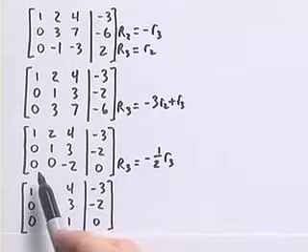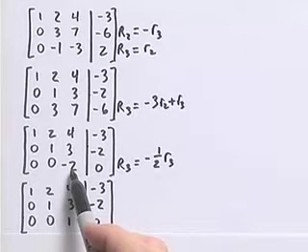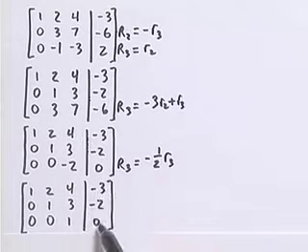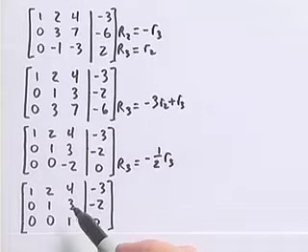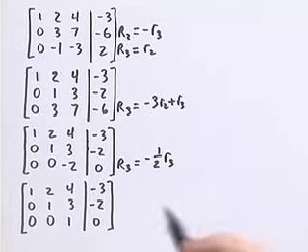If we multiply the third row by negative 1/2, 0 times negative 1/2 is 0. 0 times negative 1/2 is 0. Negative 2 times negative 1/2 gives us positive 1. And then 0 times negative 1/2 is again 0. Now we have our matrix in row echelon form. We can go ahead and solve the system using back substitution.